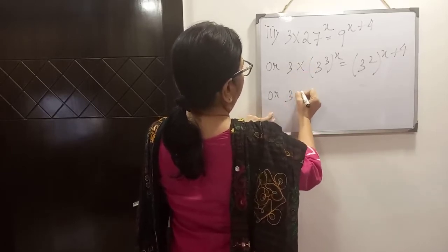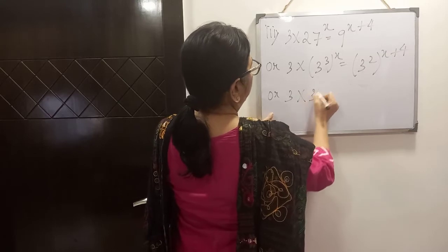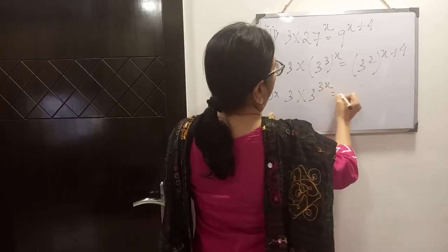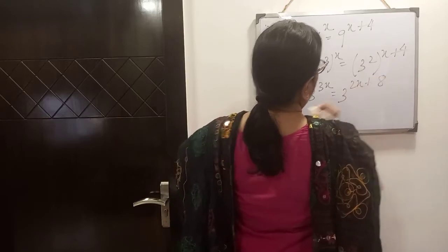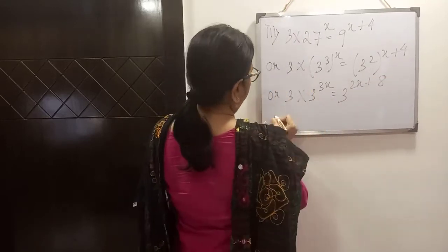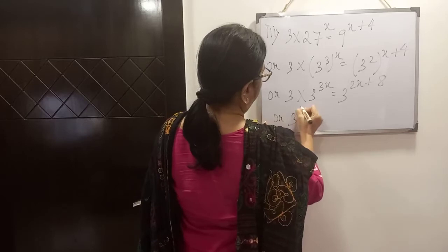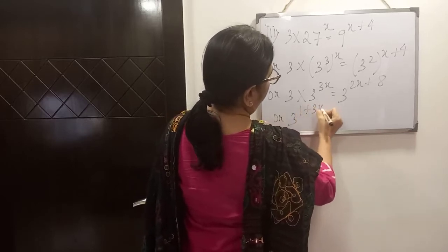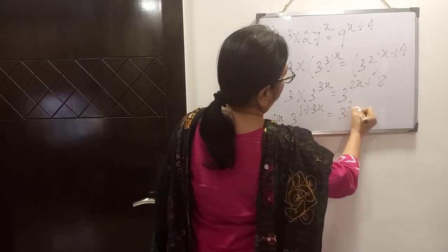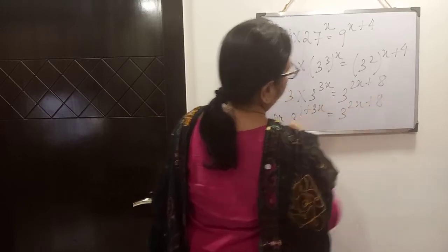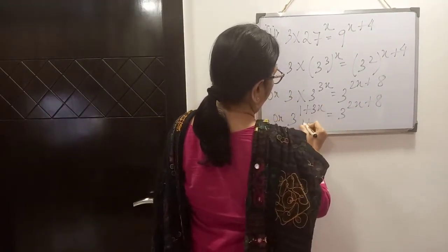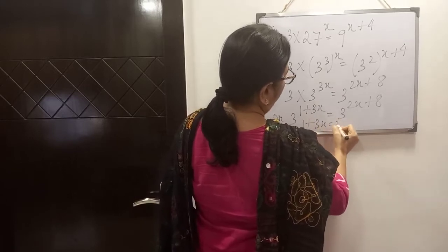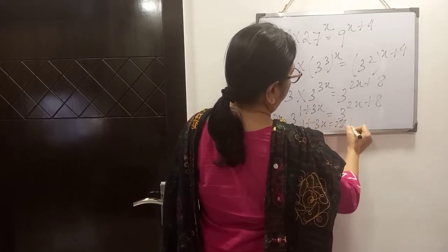Here power is 1, we will not write down 1. Okay. Now this is 3x and right hand side 2x plus, 2 fours are 8. Now again multiplication, so power will be added. Now 1 plus 3x equals 3 to the power 2x plus 8. Clear? Again base same, so we can equate the power. We can write this equal to 2x plus 8.